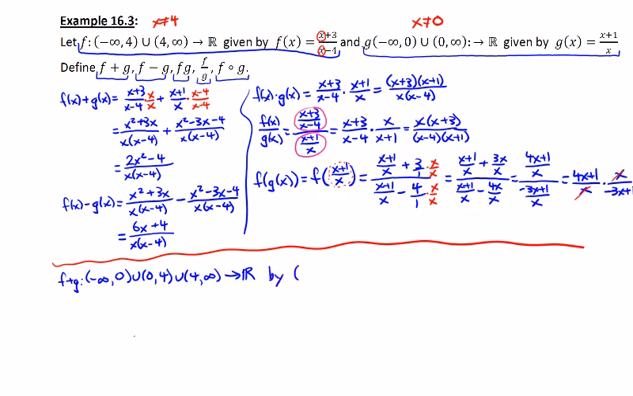by the equation f plus g of x is equal to 2x squared minus 4 over x times x minus 4. So there's our function definition for f plus g. F minus g will start off exactly the same. In other words, it's going to have the same domain.